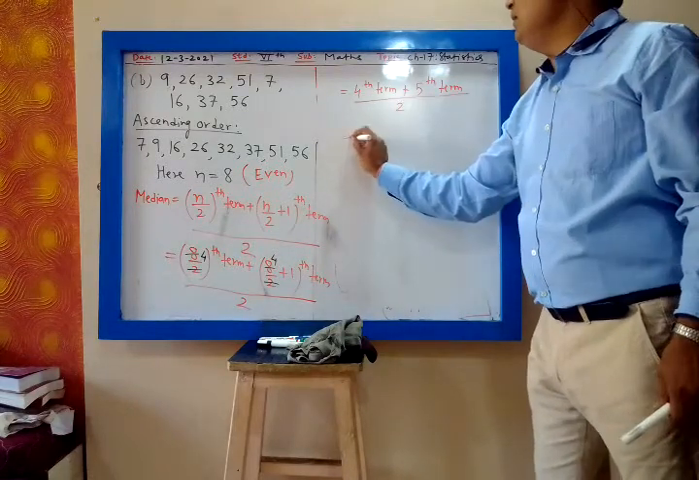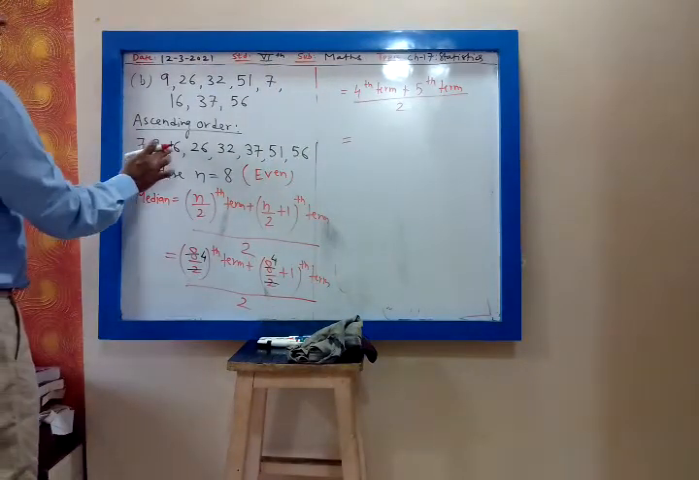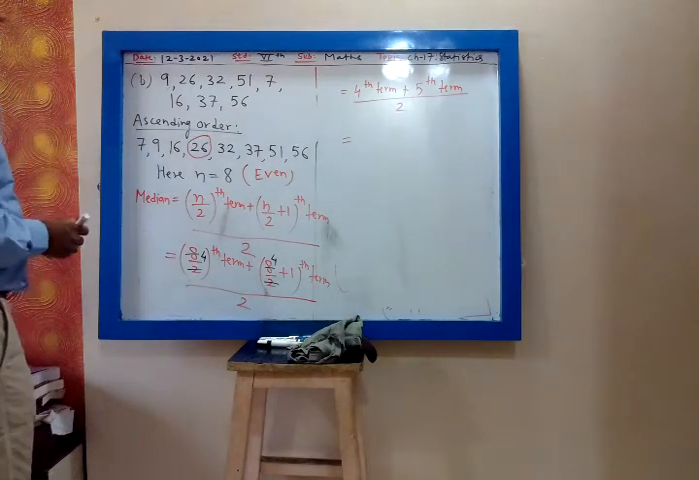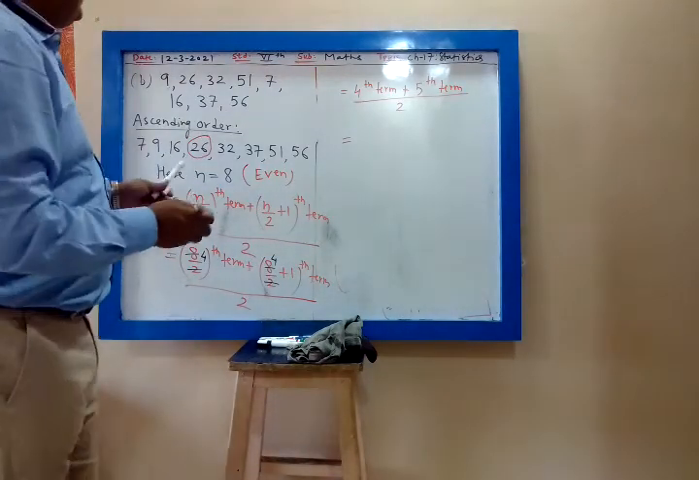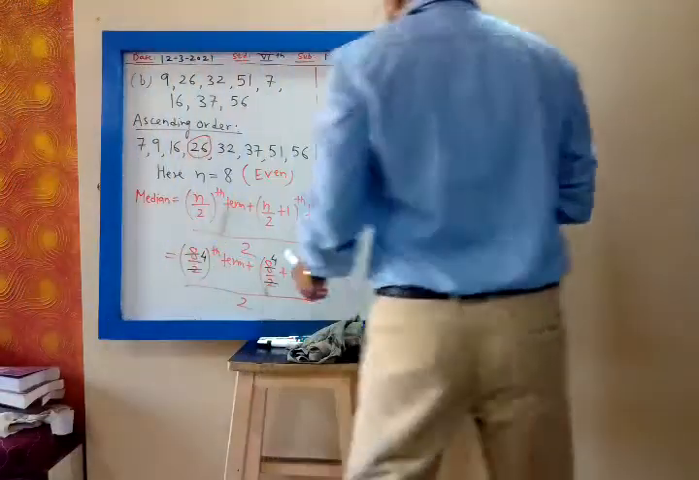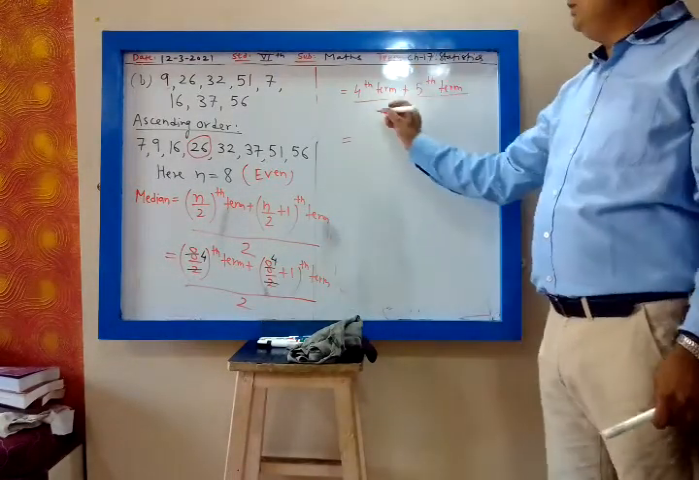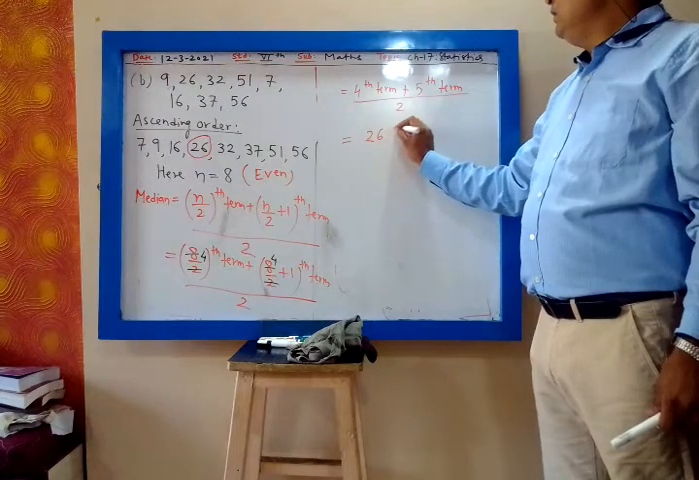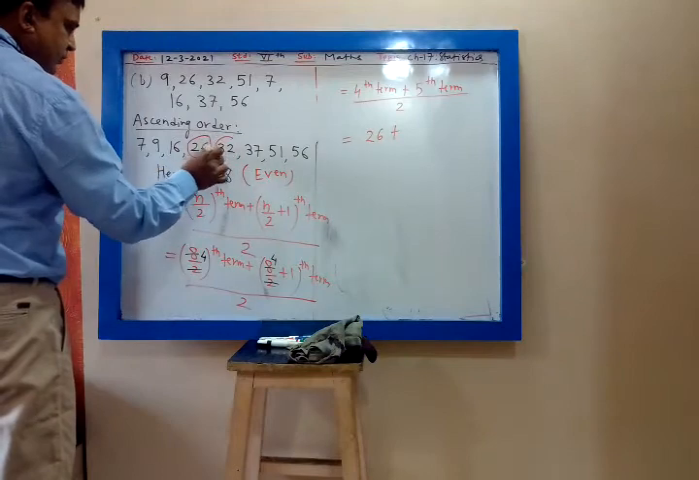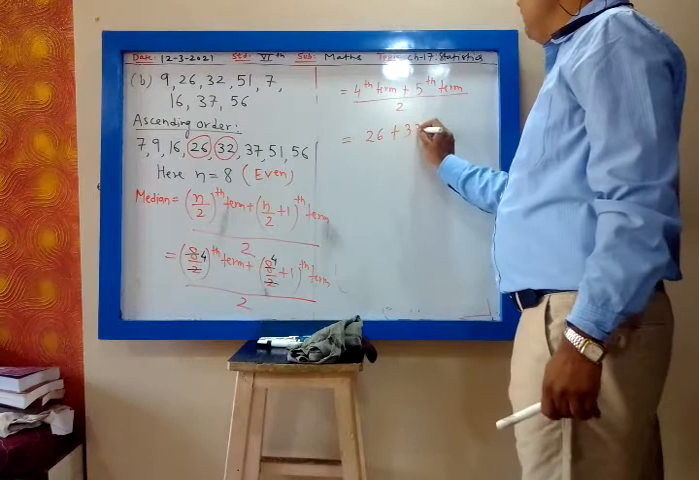Now what is the 4th term of the data? 1, 2, 3, 4. This is the 4th term, 26. And what is the 5th term? We have to write the 4th term plus the 5th term divided by 2. The 4th term is 26 plus the 5th term, which is 32, divided by 2.